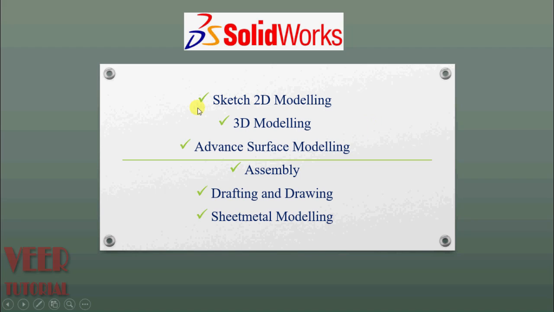After the 3D modeling, we have advanced surfacing modeling. In 3D modeling, we cannot create a complex surface or complex curve. To make a complex surface, we have to go to advanced surface modeling. In surface modeling, we have commands such as extruded surface, revolved surface, and then ruled surface, planar surface, etc. We have also created a model in surface modeling for practice.